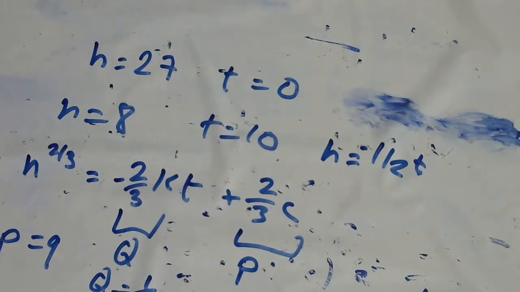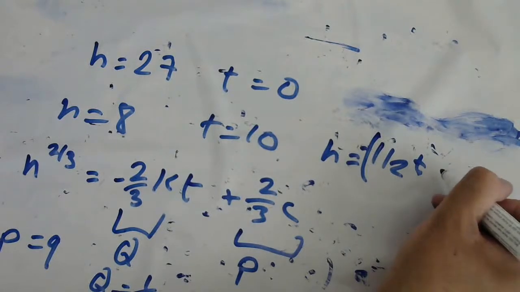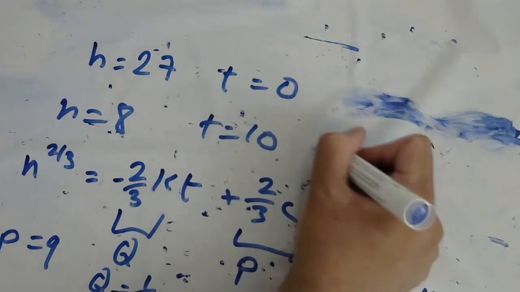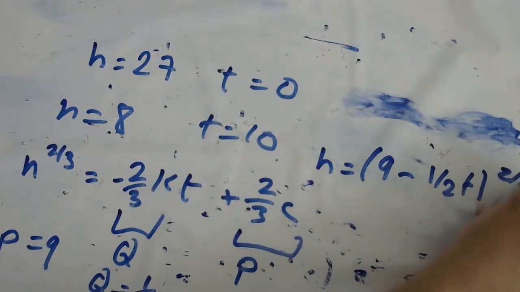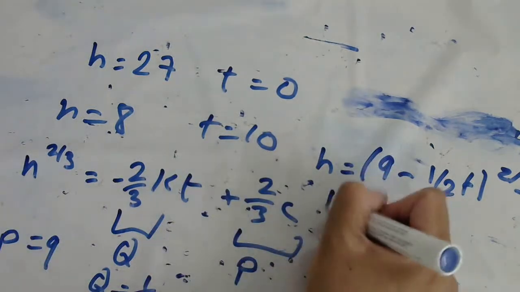I'm making such a hash of this. What's the fastest way of doing it? Let's just do it like this: H equals 9 minus a half t, all to the 2/3. We got that from previous work. We now know what p and q are, we substitute in, nice and easy. Then all you've got to do is solve that equation when, what's it asking you to do? When h equals 1.